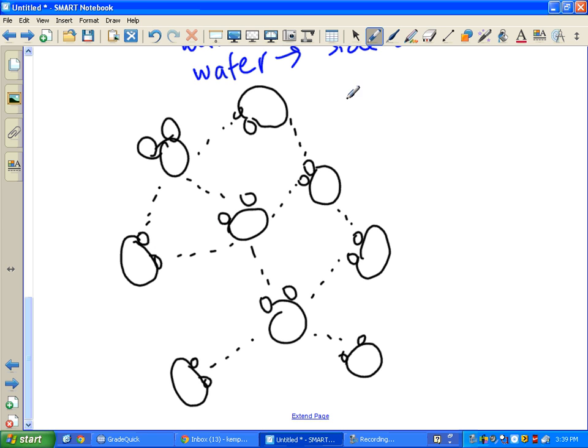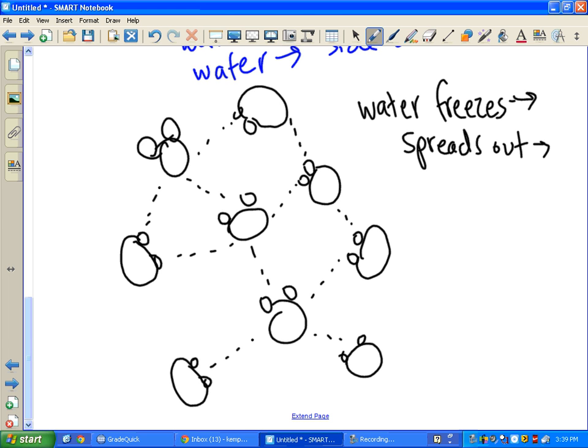So this means that when water freezes, it spreads out, and that means it's less dense, which means ice floats. And that is not normal. Normally, when they stop moving around so much, they just get packed in close to each other because they have stopped moving. They're only far apart when they're gas.